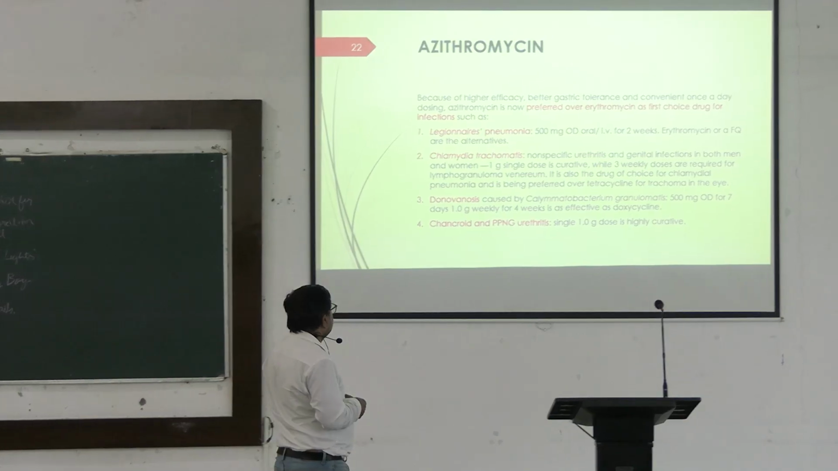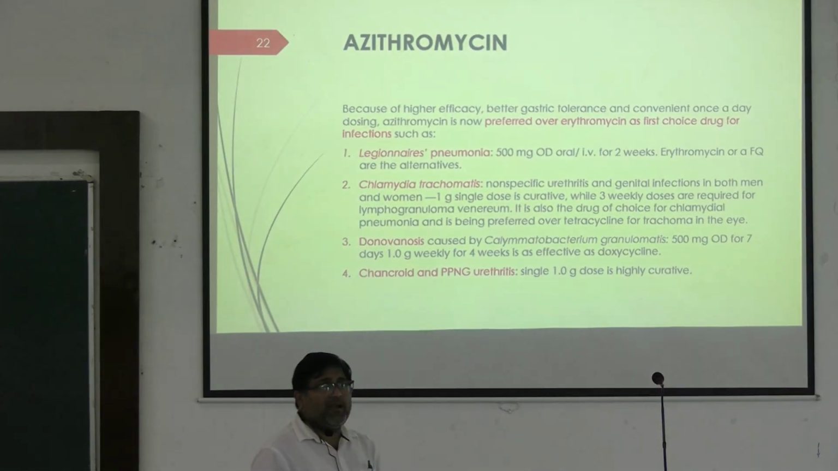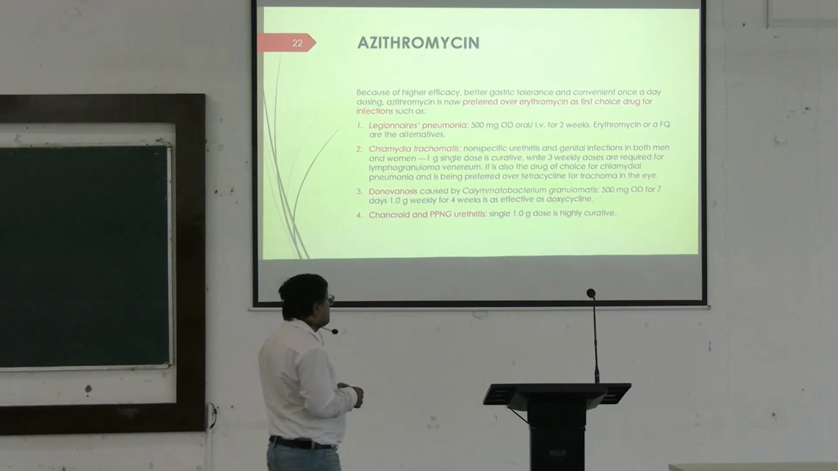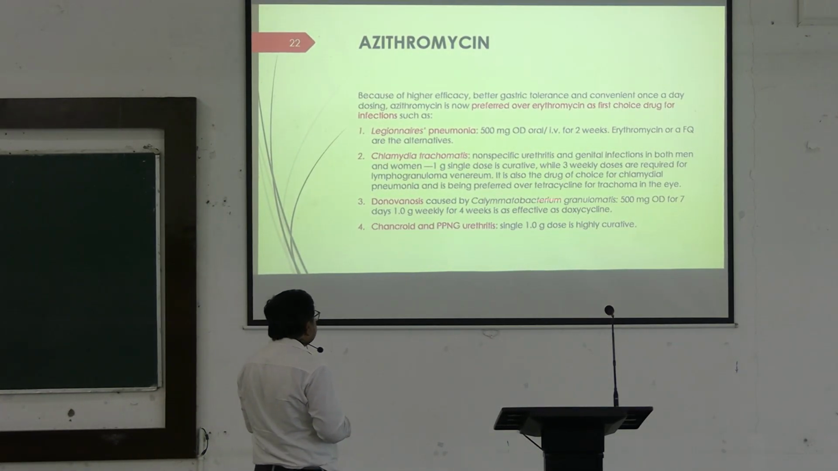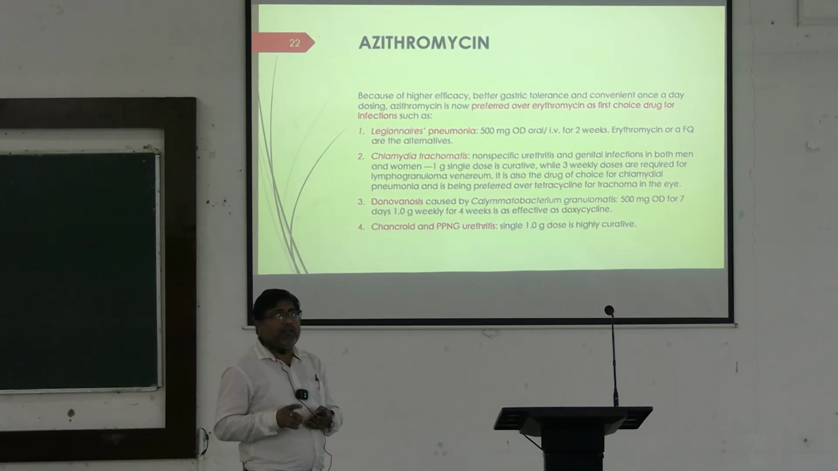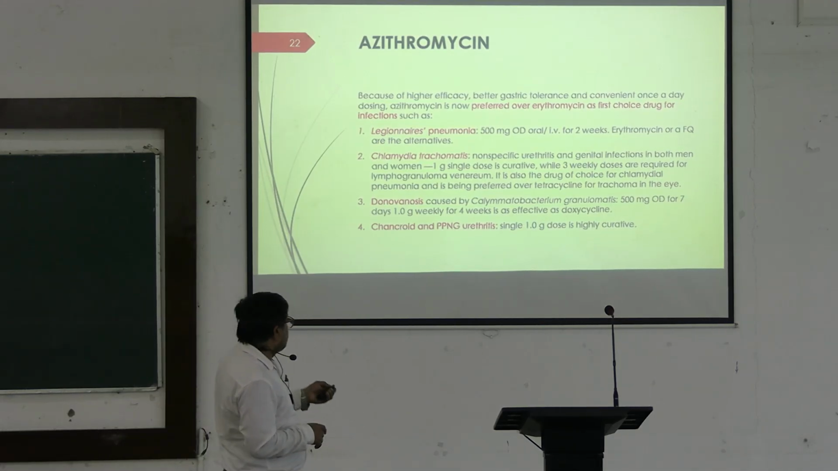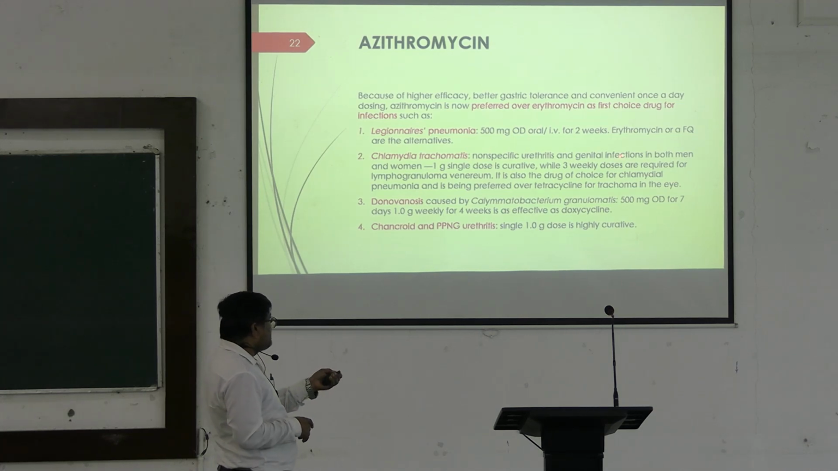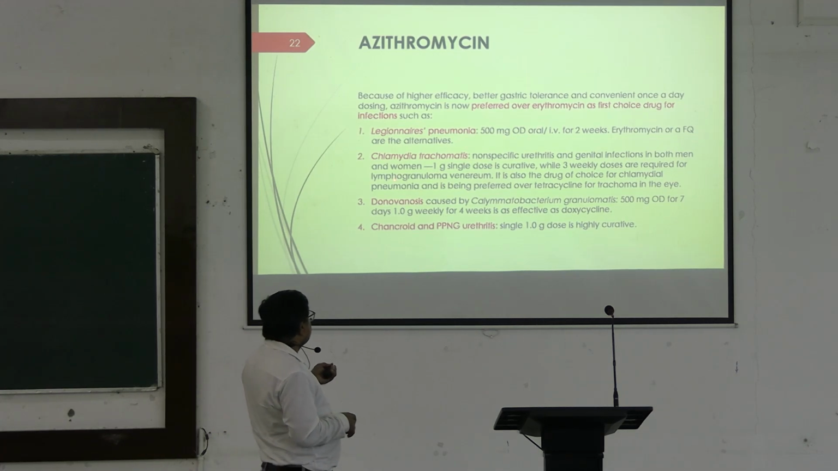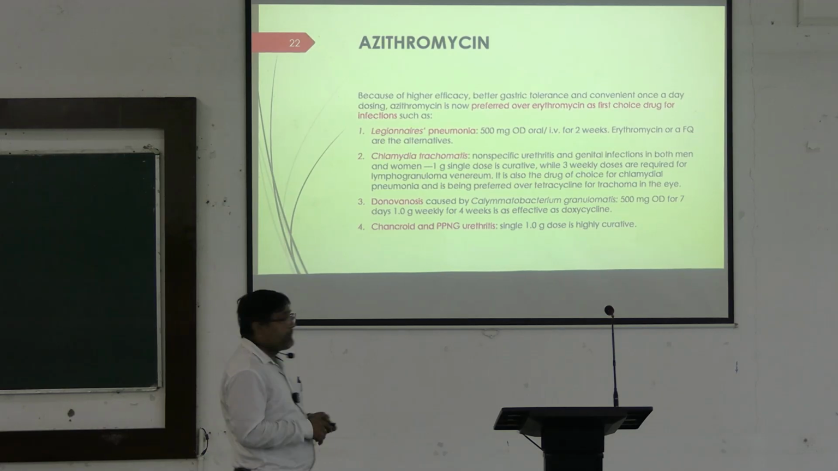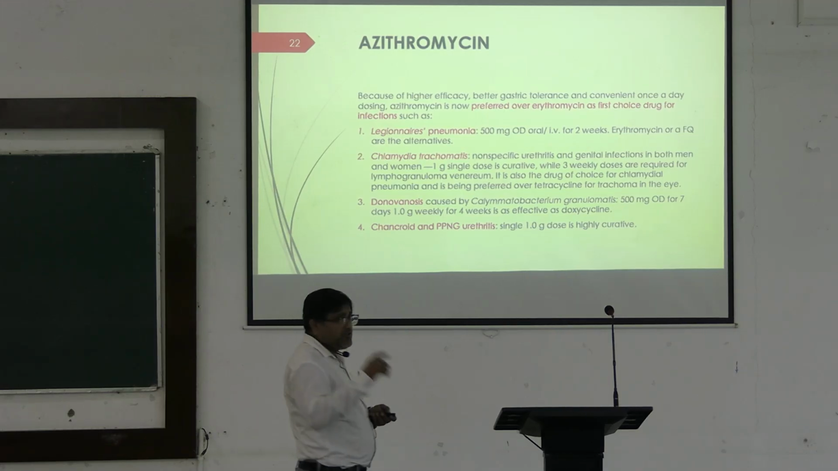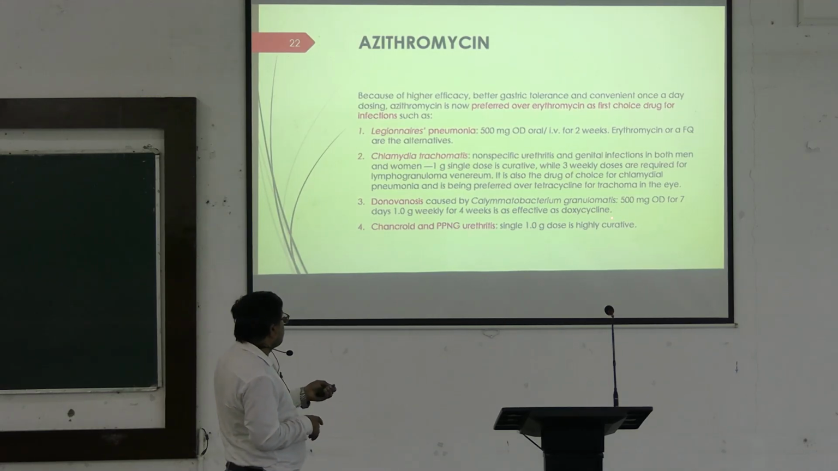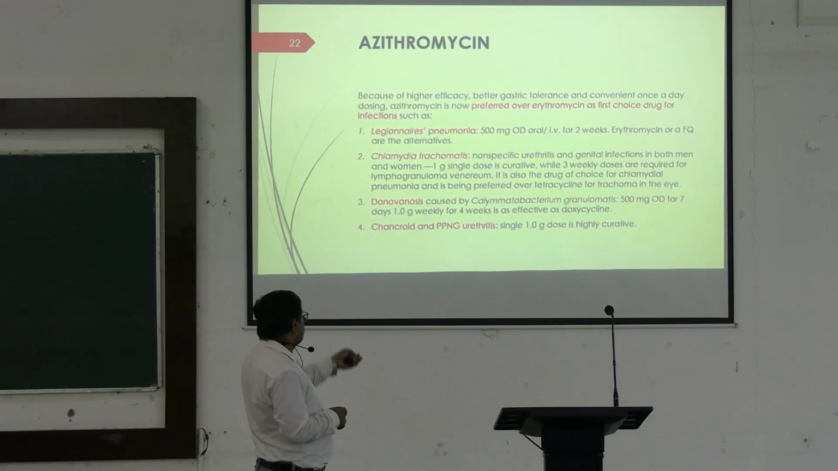Now, coming to the uses, azithromycin is the first line drug for number 1, Legionnaires pneumonia, 2 weeks treatment is required. Chlamydia trachomatis, a single dose of 1 gram of azithromycin is needed. It can be used in non-specific urethritis, genital infections, trachoma, lymphogranuloma venereum, chlamydia pneumonia. Donovanosis caused by Calymatobacterium granulomatis, azithromycin can be used, as well as doxycycline can be an alternative. Chancroid and PPNG urethritis, single dose is curative.